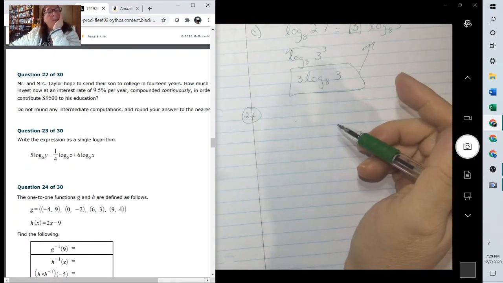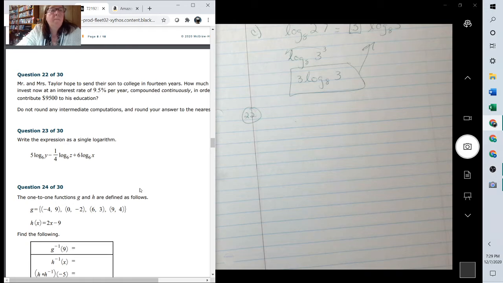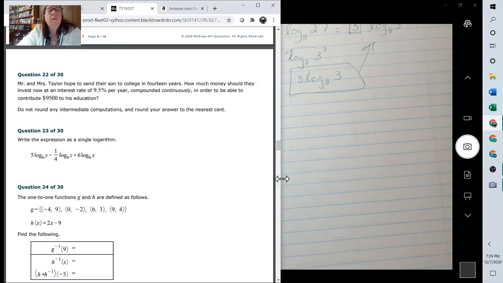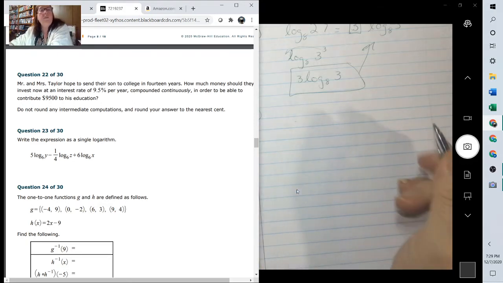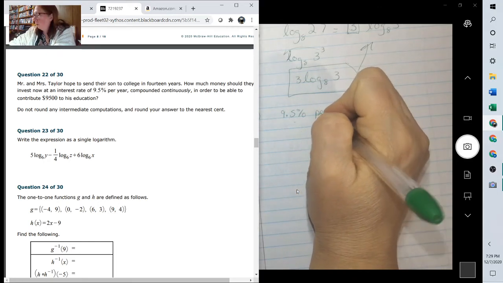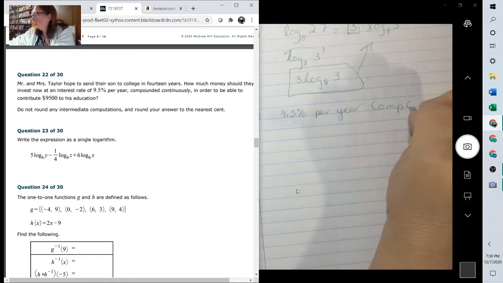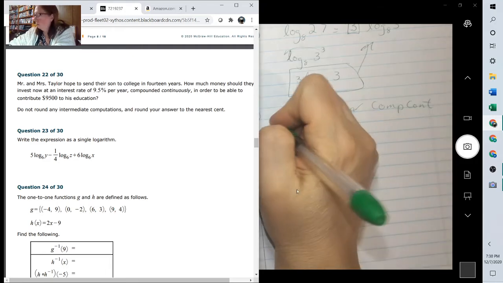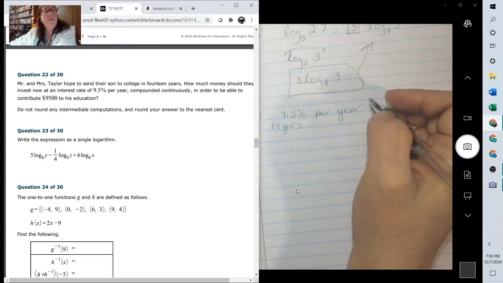Mr. and Mrs. Taylor hope to send their son to college in 14 years. How much money should they invest now at an interest rate of 9.5% per year, compounded continuously, in order to have $9,500?